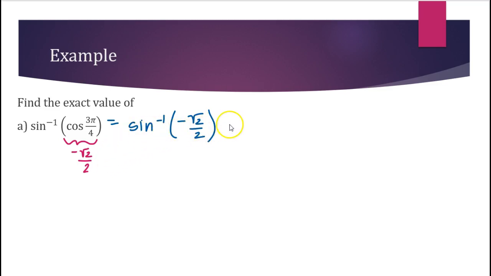And then sine inverse is only in quadrants 1 and 4, and we have to use the negative angle values because we have a negative value here, so it's going to end up being negative pi over 4. So this is like the first type of example we looked at. So that's what the problem became once we evaluated the inside.